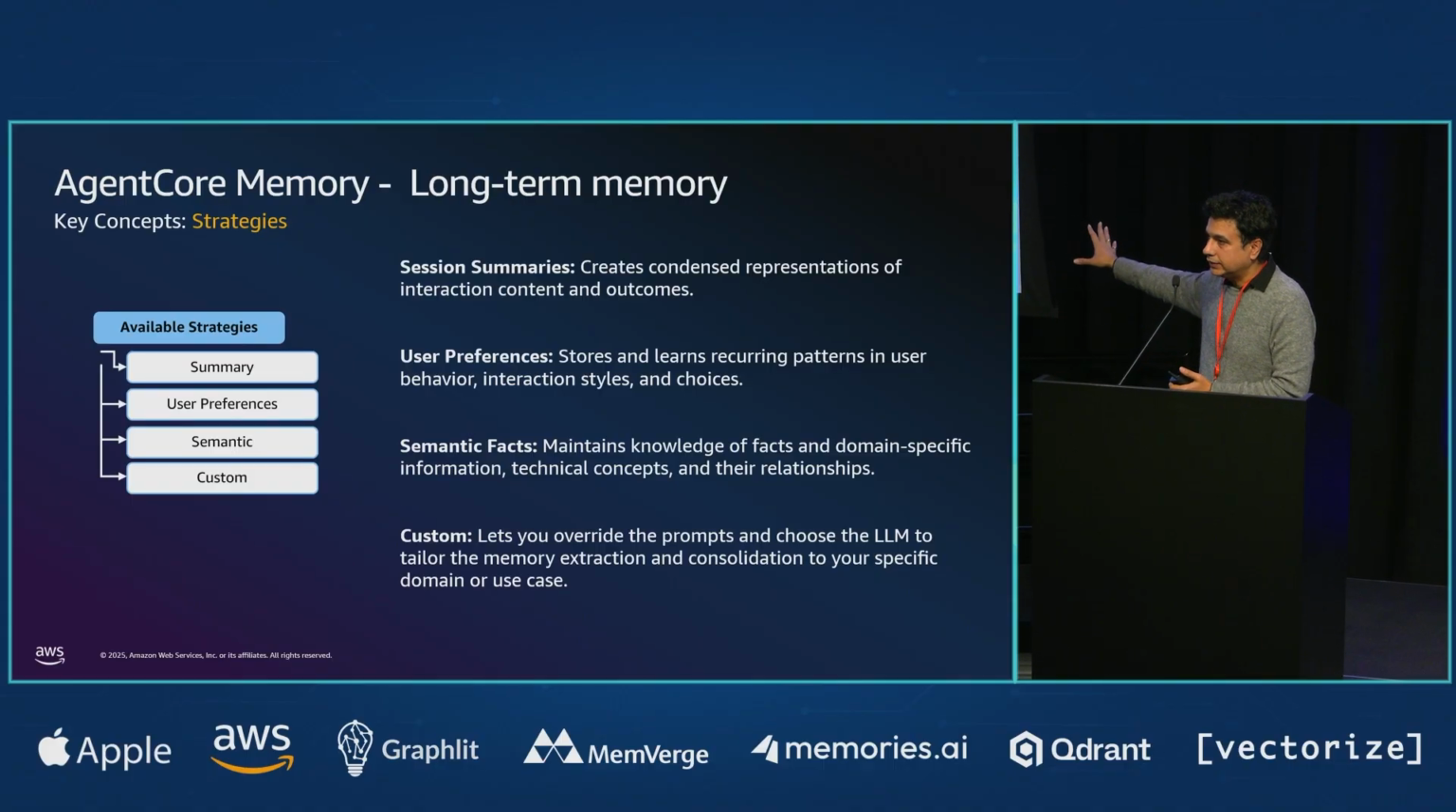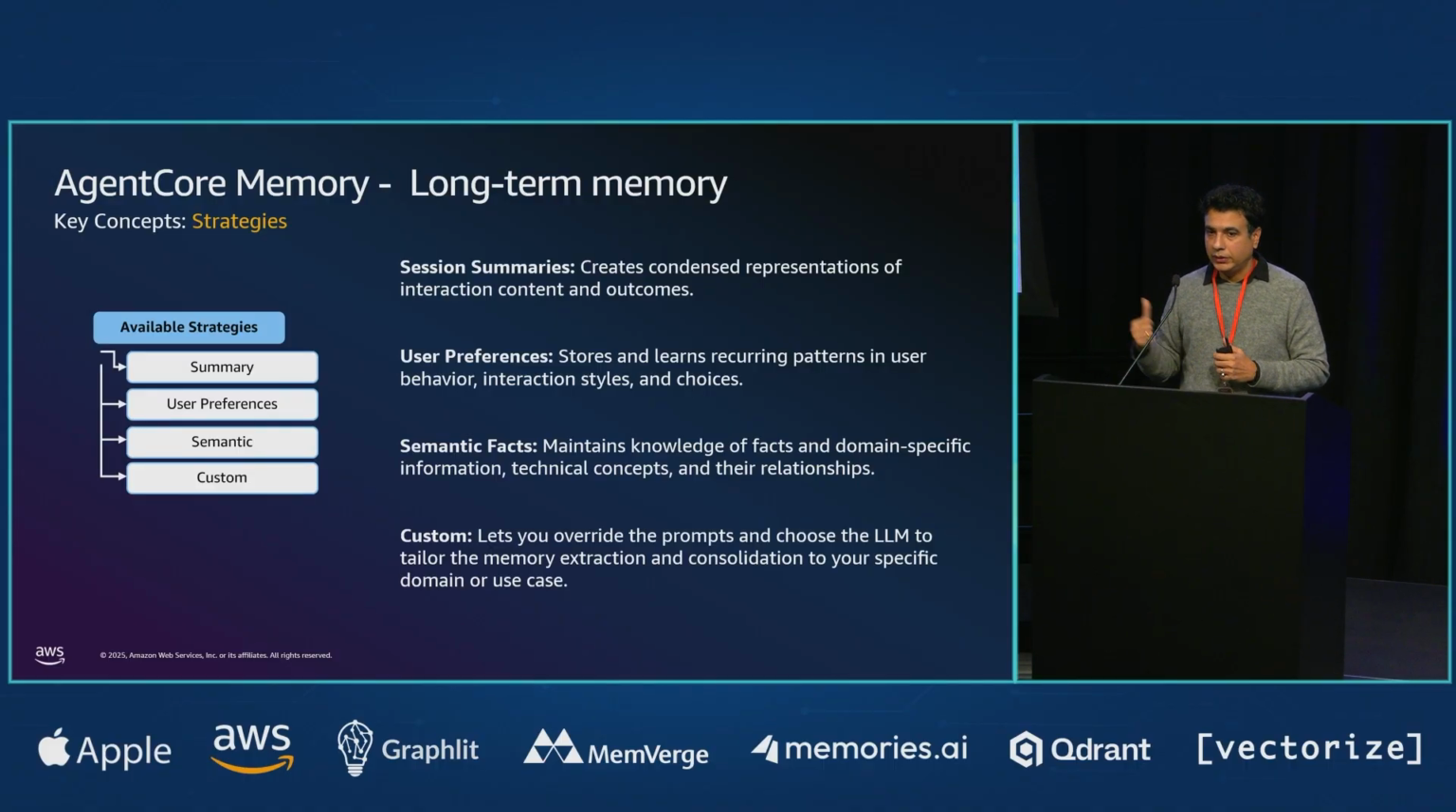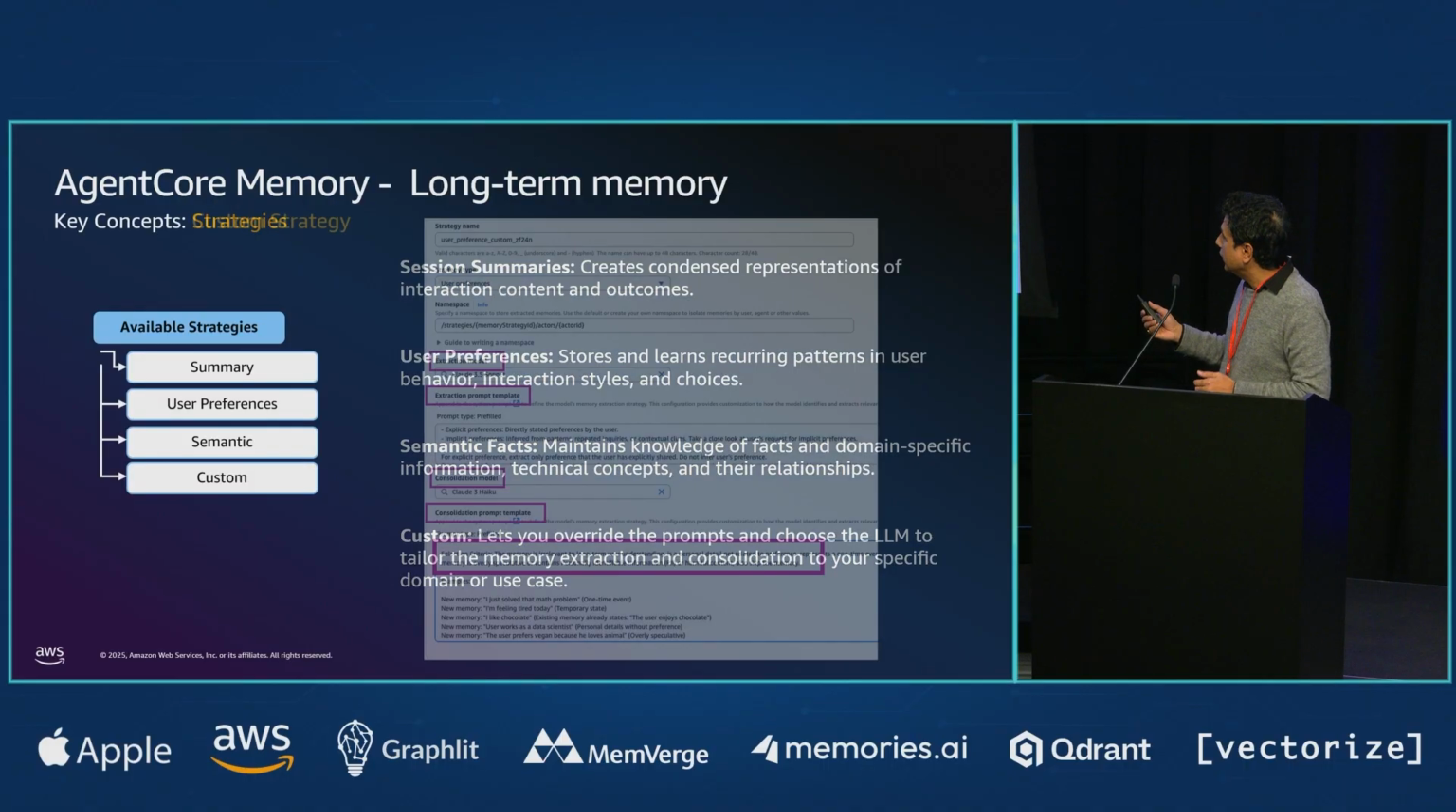If none of these strategies work for you and you want to control how you want to consolidate the memory, which model you want to use to consolidate, whether it's Sonnet or Haiku, you can do all of that when you're using the custom strategy. So let me show you very quickly how it looks.